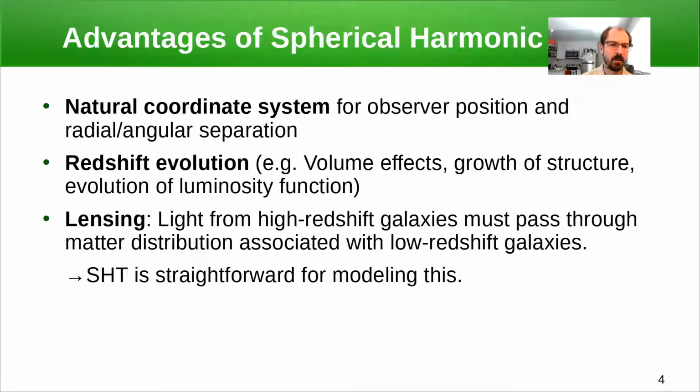Another effect is lensing. The light from high redshift galaxies as it travels to us must pass through the matter distribution associated with low redshift galaxies. And that is very straightforward to do in spherical harmonic space.